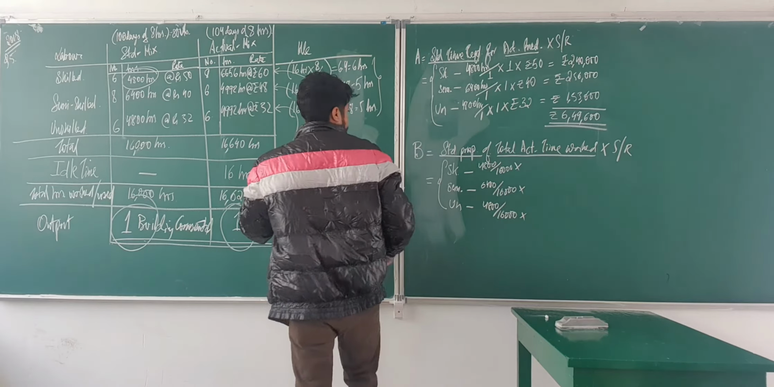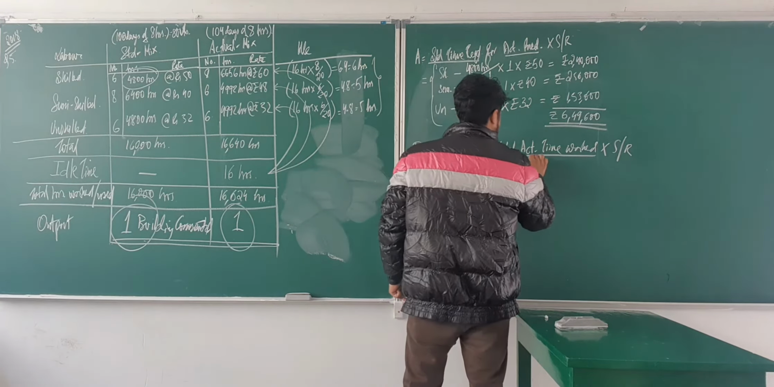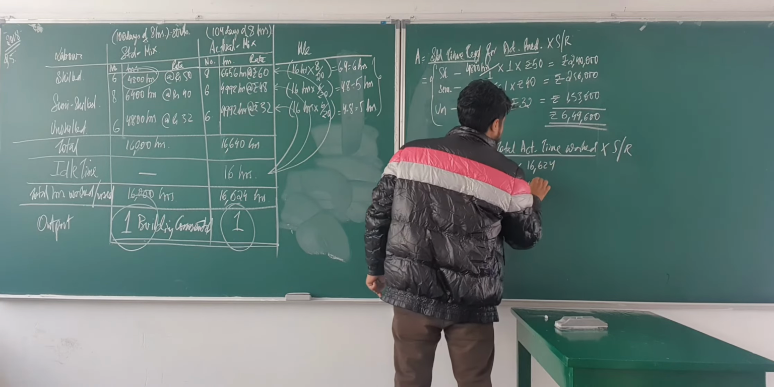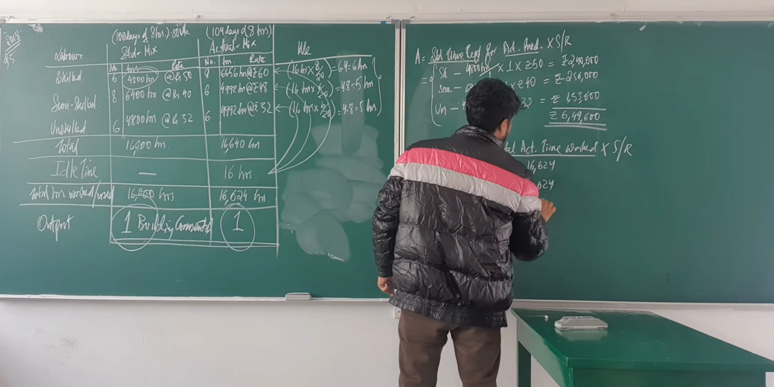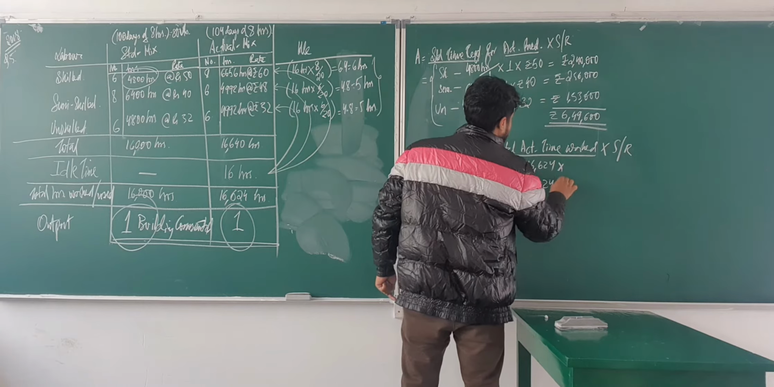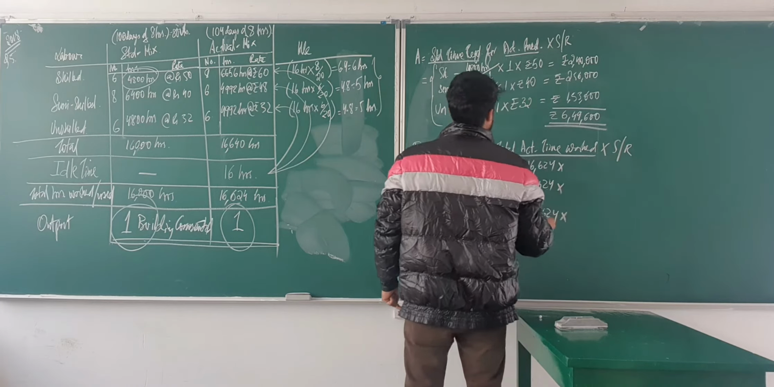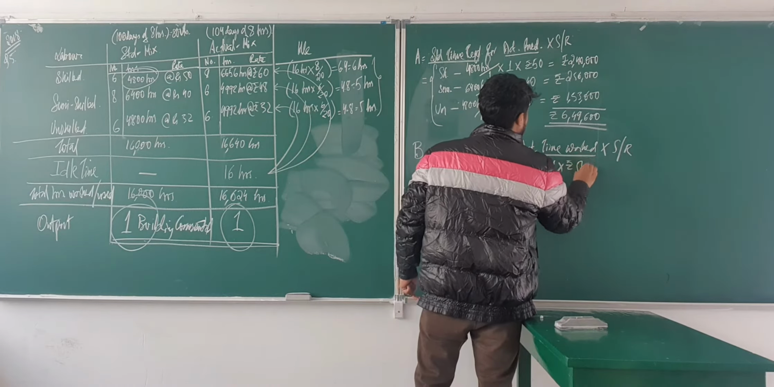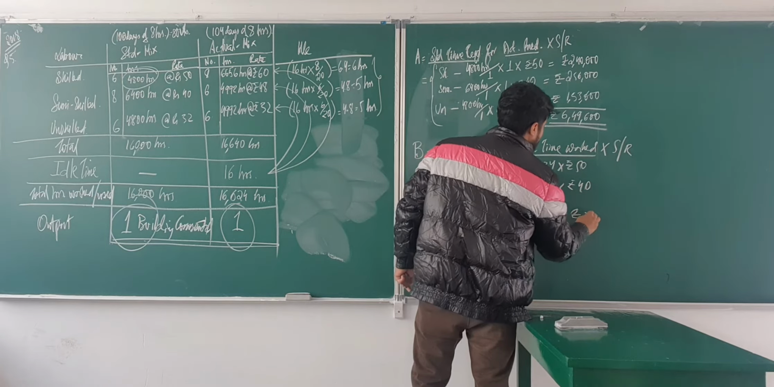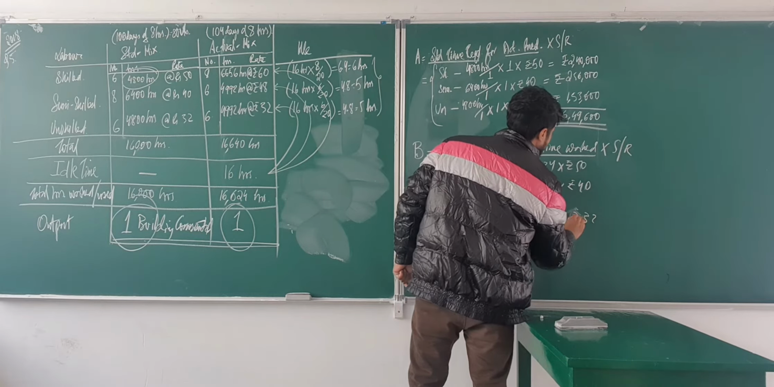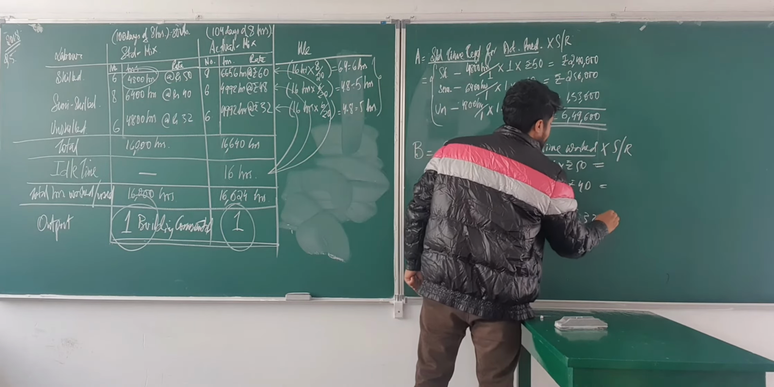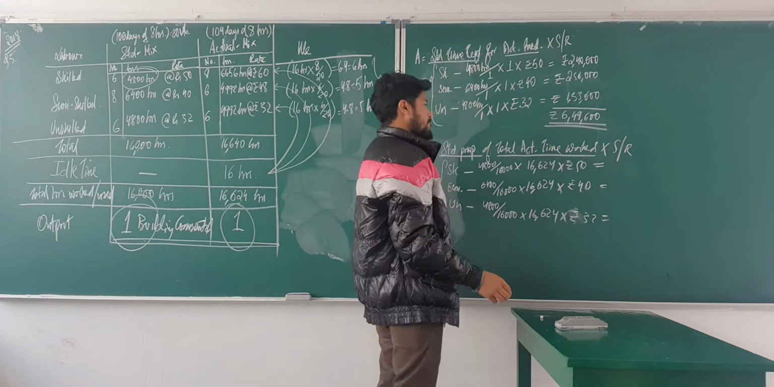Okay, this value. So this will be 16,624 into standard rate. Standard rates are given to you: 50, 40, 32. Am I clear? Get the values for these. What are you getting?